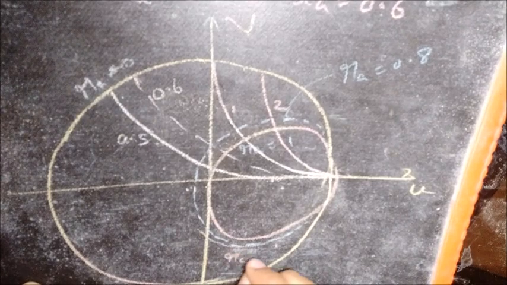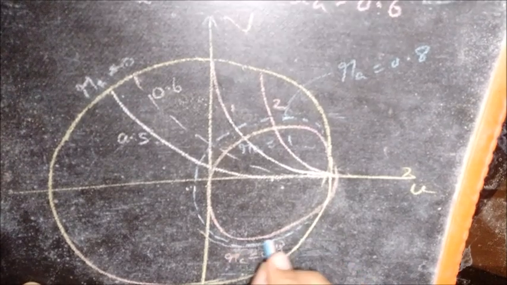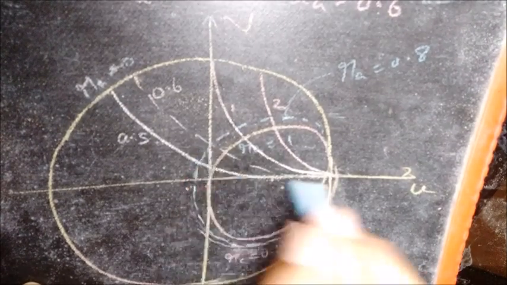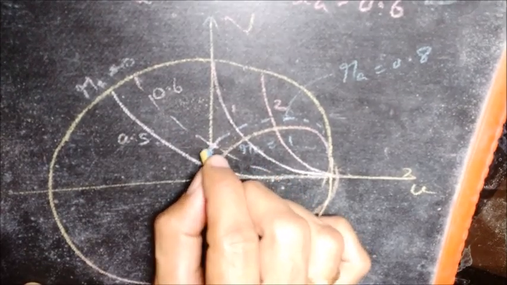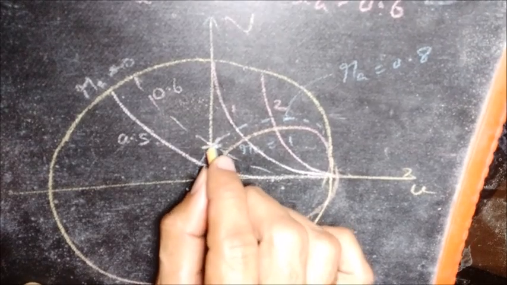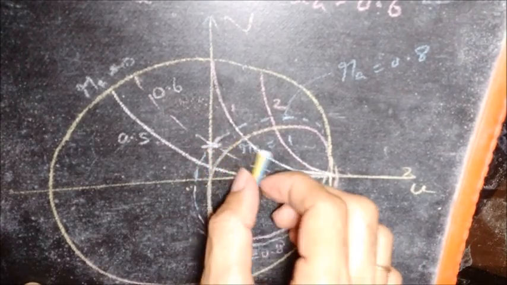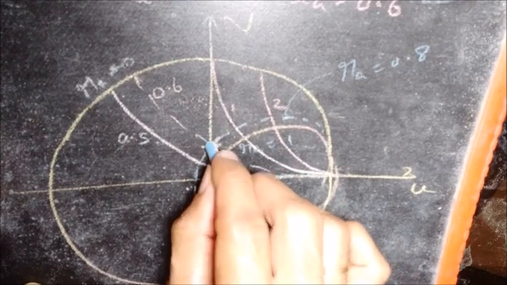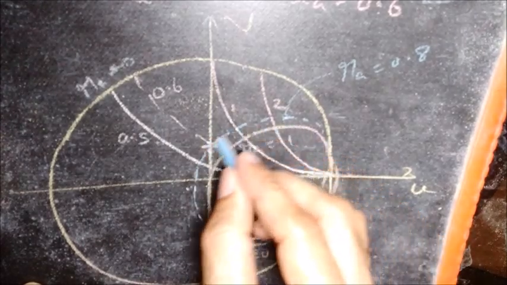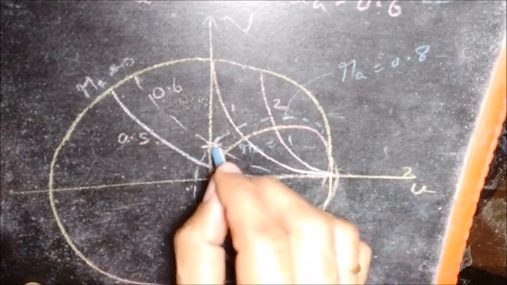Did I write it as RA equal to 1? It is RA equal to 0.8. The RA 0.8 circle is here and XA 0.6 is here. The two intersect here. This is the normalized impedance. This point represents the normalized impedance in the sense that it is the intersection of RA equal to 0.8 and XA equal to 0.6.